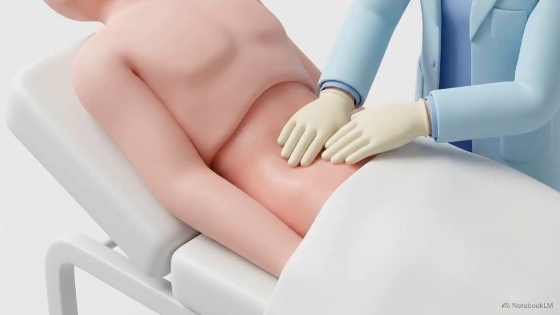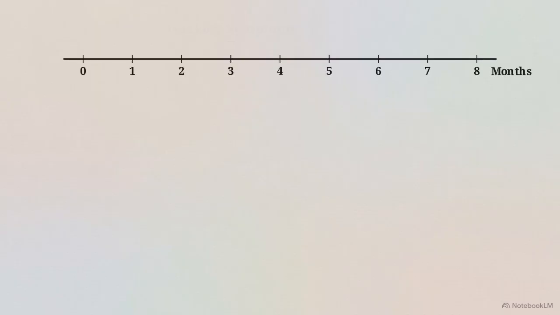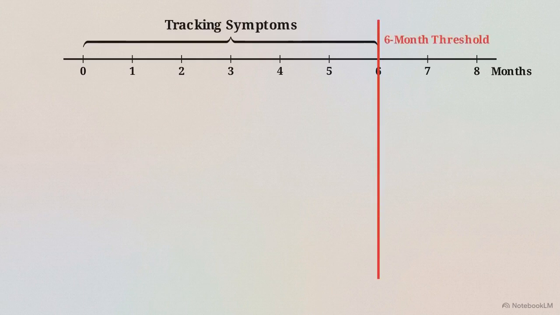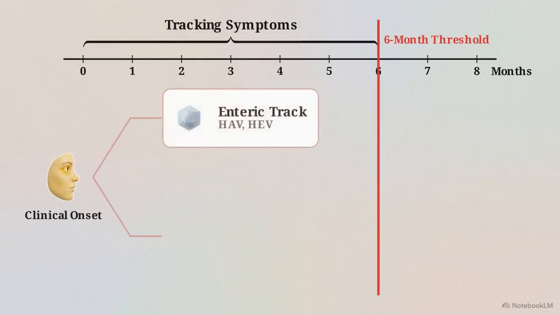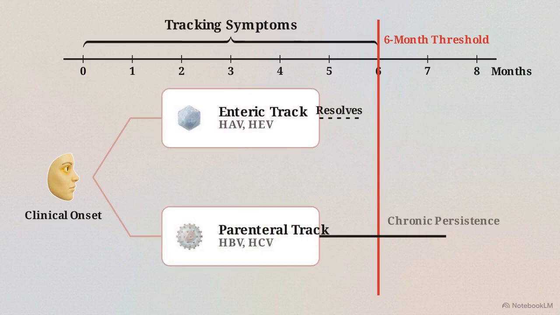When evaluating a child with liver inflammation, the diagnostic algorithm starts with tracking the timeline to see if the symptoms resolve or persist past 6 months. This diagnostic flowchart illustrates how we cross-reference that timeline with viral marker testing to pinpoint the exact pathogen and its vector. The clinical rules are clear.